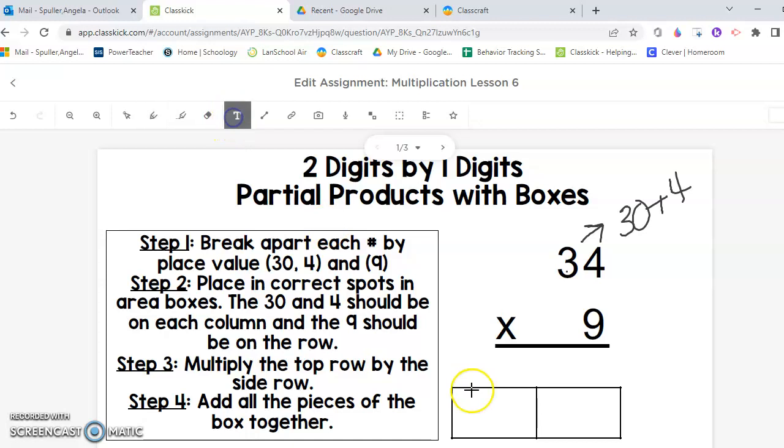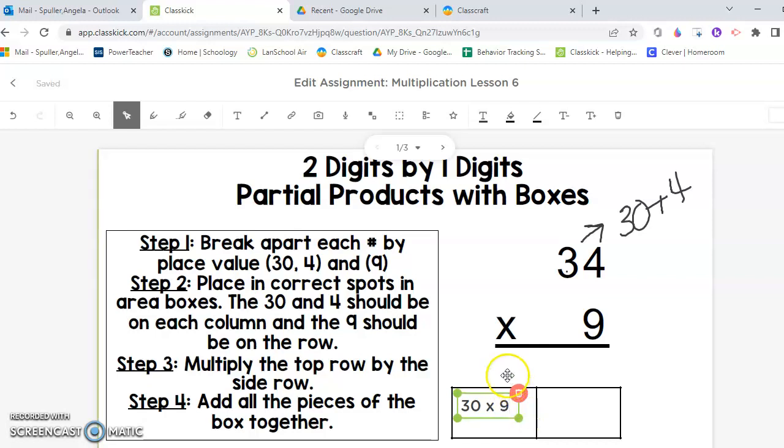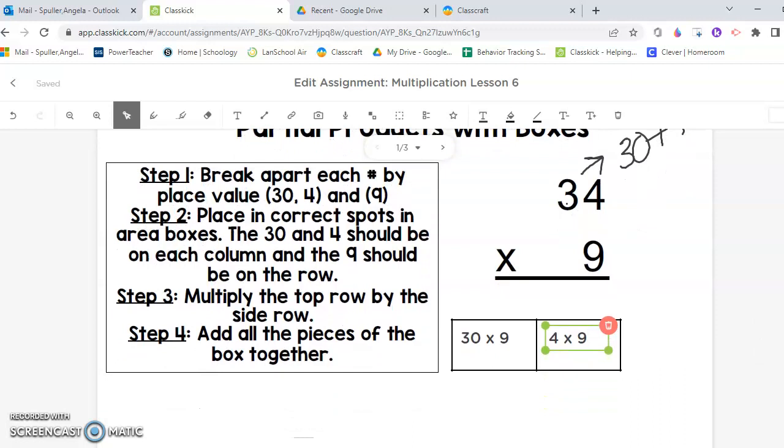So what that means is I'm going to take 30 down here, and I'm going to say 30 times 9, okay? And then I'm going to say here 4 times 9, okay? Now, all I have to do is then multiply.